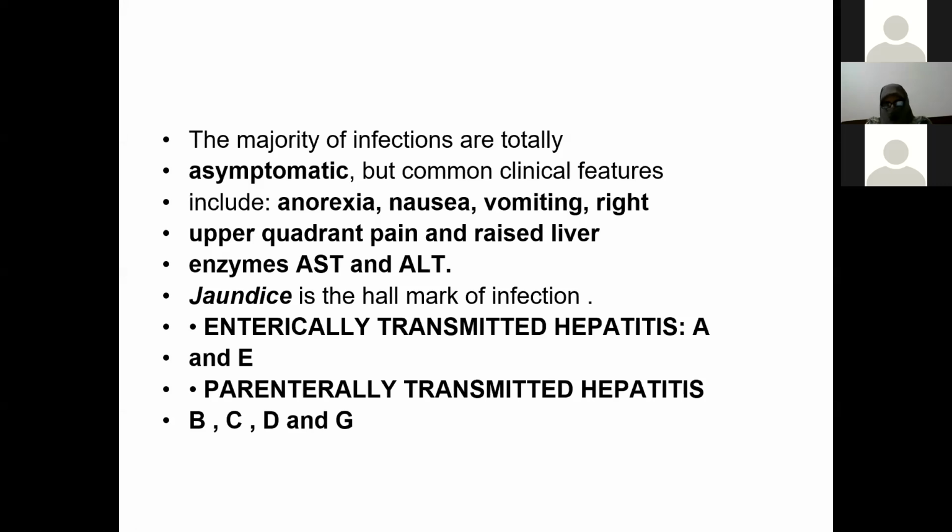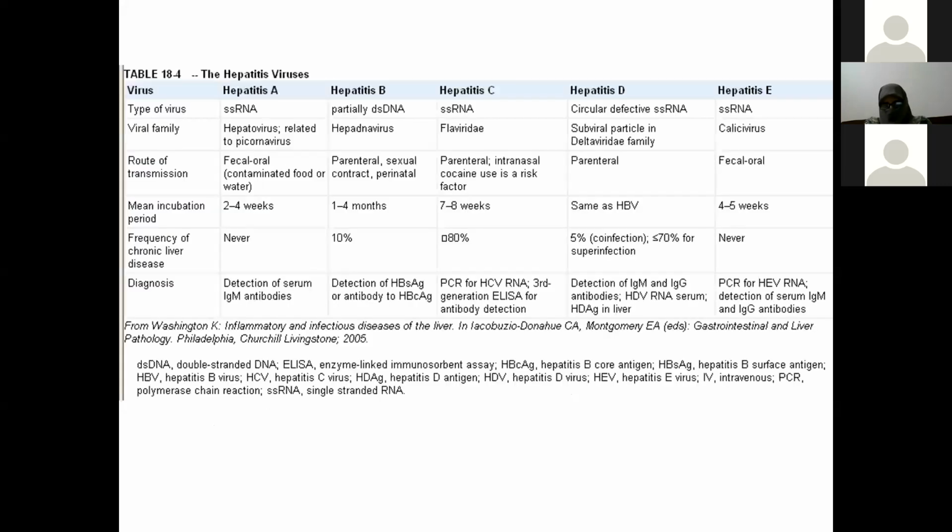Okay, again इस slide पे दो point important है कि एंटेरिकली ट्रांसमिटेड वायरसेस ए और ई हैं. अगर उसको याद करना हो तो बड़ा आसान है, दो एक्सट्रीम्स हैं ए और ई. और पेरेंटली ट्रांसमिटेड में कौन से हैं? उसके बी, सी, डी और जी. So this is a table. I think we'll do that in the end because it's already 11:44.